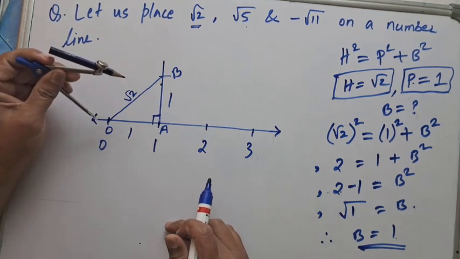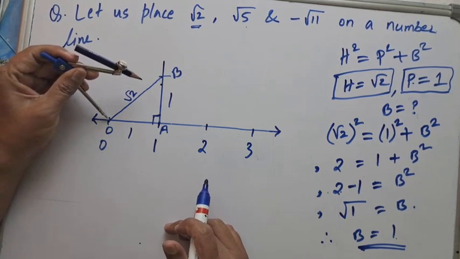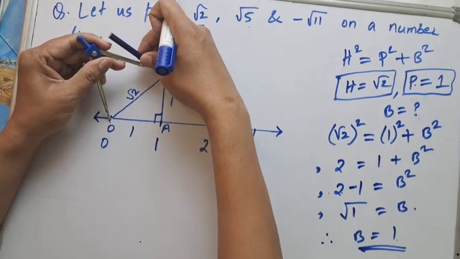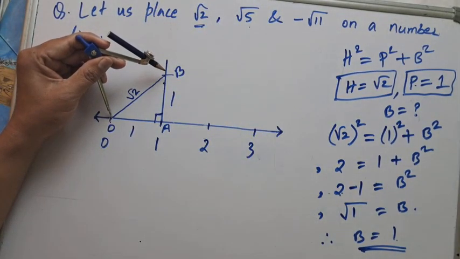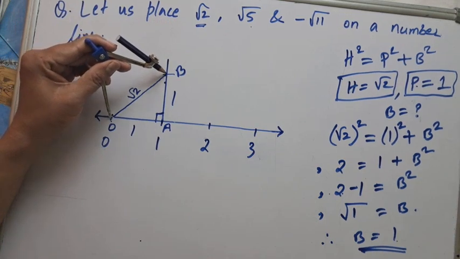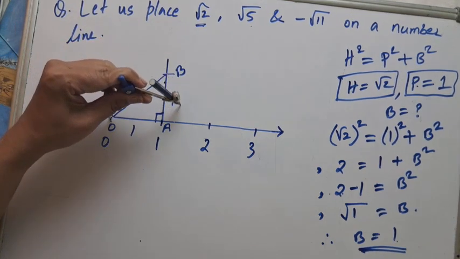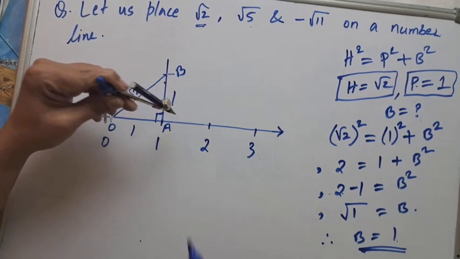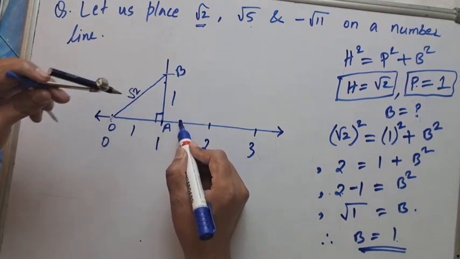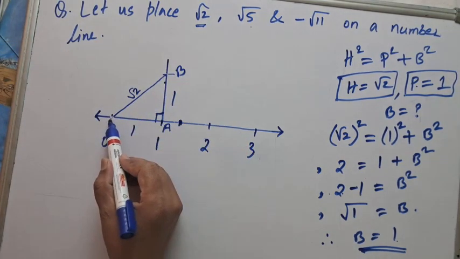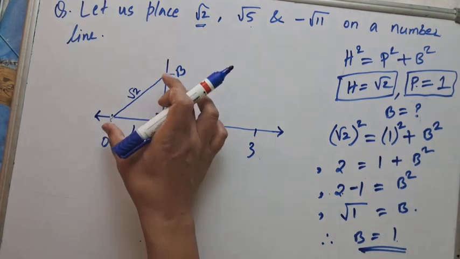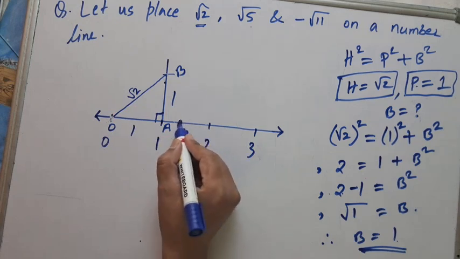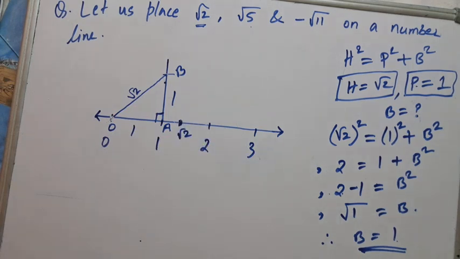What we do now is we take a compass and place the needle of the compass at the point O and the pencil at the point B. Now we draw an arc from this point and mark here. So OB and O to this point are the same length. This length and this length are the same, so this becomes root 2. I hope you got how to place root 2 on a number line.